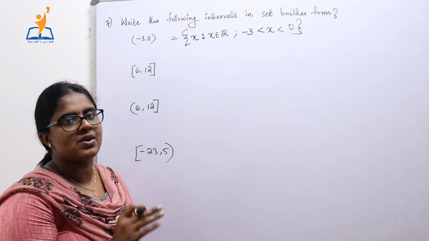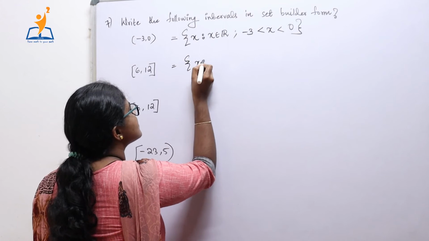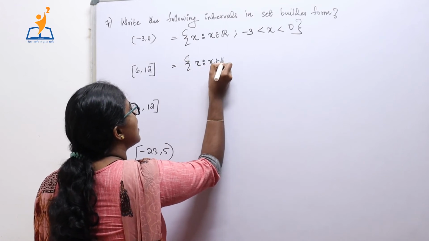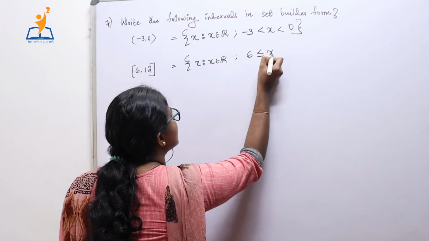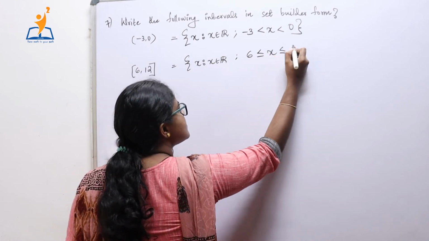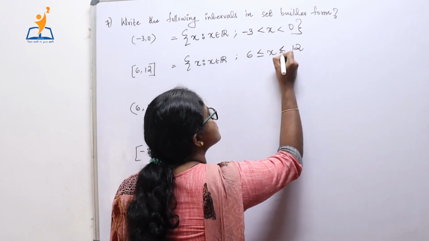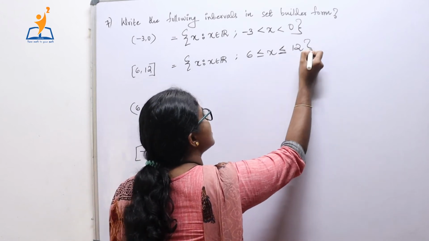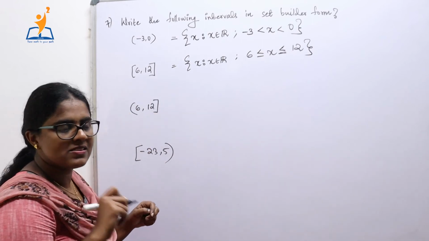Also 6 and 12 is included in the set, which means it is the set of all x such that x belongs to R. And be careful, 6 is included and all the real numbers between 6 and 12 are included. Also 12 is included, so less than or equal to 12. This is the closed interval [6, 12].